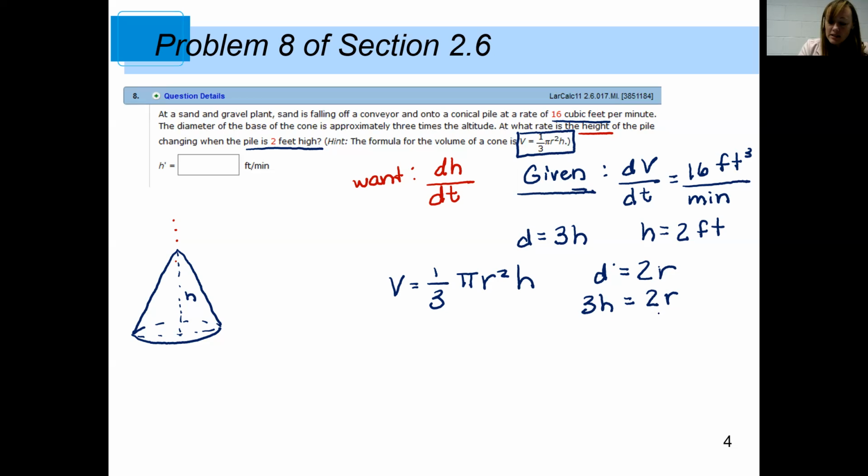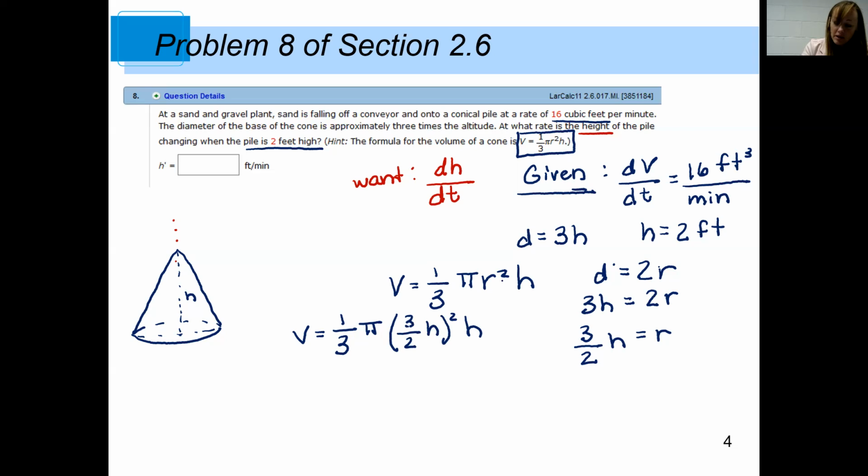We can isolate R and get R expressed in terms of H just by dividing both sides by 2. So then we have that the radius is equal to 3/2 H. So from there, I can say, okay, the volume is going to be 1/3 pi R squared times H, where R is going to be 3/2 H.